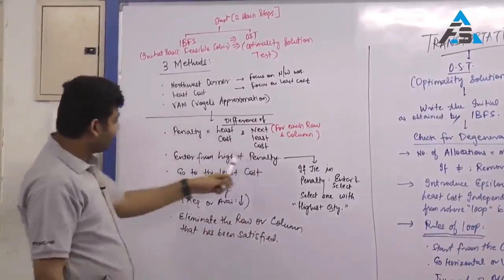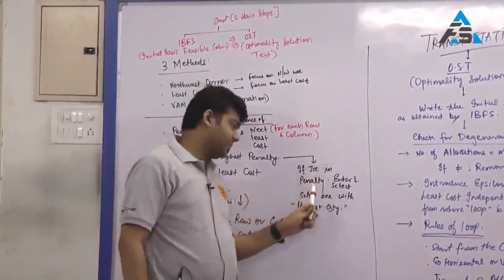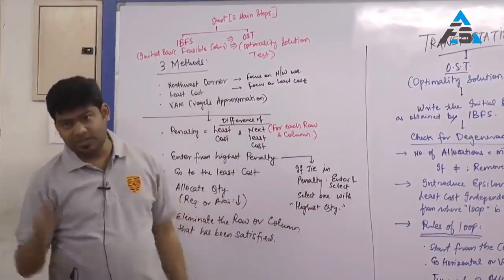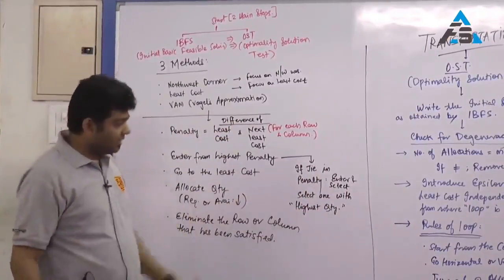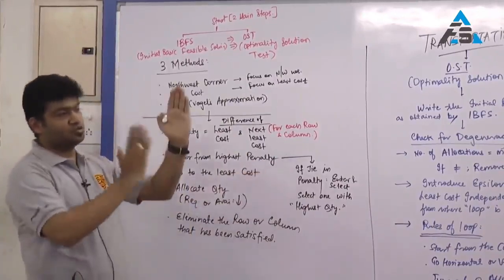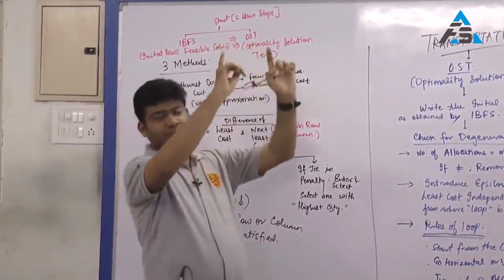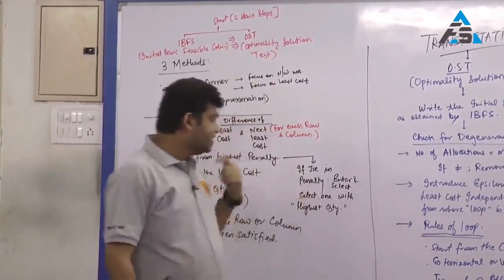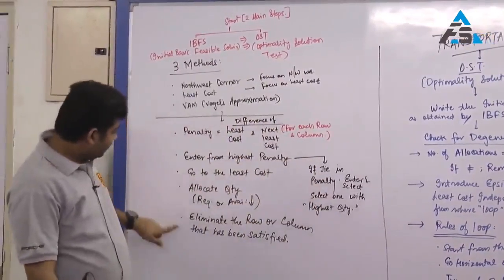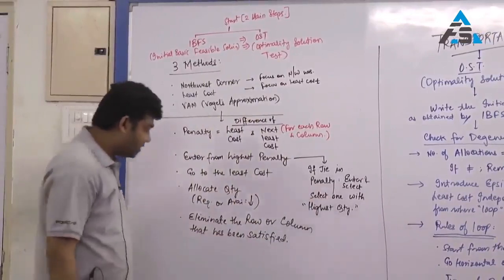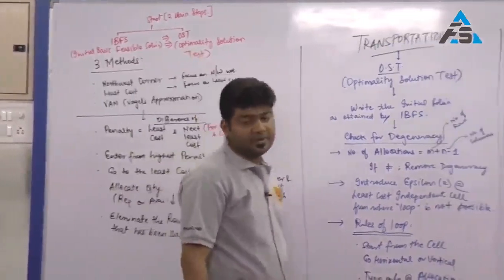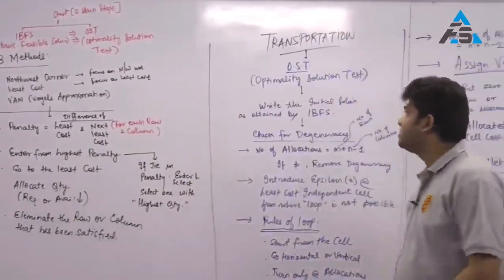That means enter from the highest penalty. If there is a tie in the penalty, enter and select the one with highest quantity. The focus is highest quantity. So if there is a tie in penalty, suppose 2 and 2, enter from both of them and see where highest quantity can be allocated, and we will select that penalty. Again, once that is done, eliminate the row or column that has been satisfied. This will complete your IBFS for Vogel's approximation method.